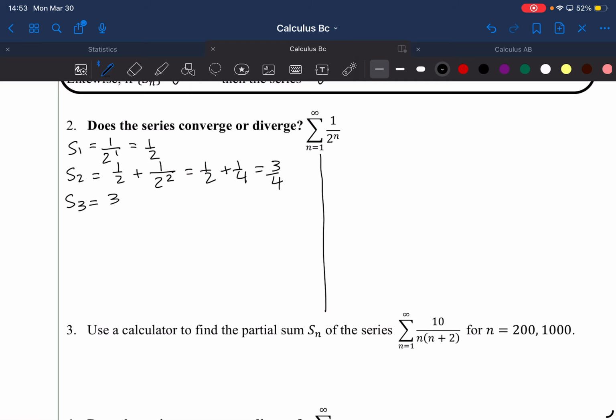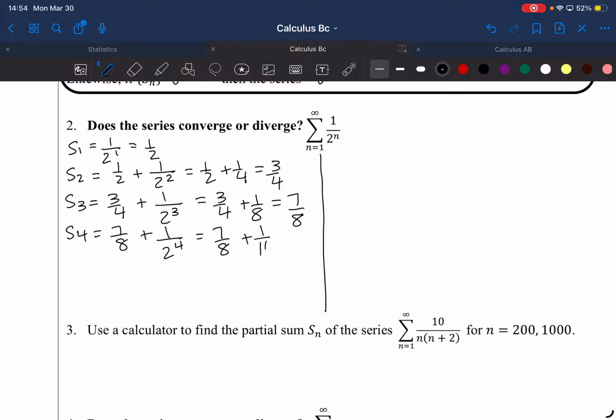For the third one, we're going to start with 3/4, and then we're going to add 1 over 2 to the third power. So now we're substituting 3 for n. And this gives us 3/4 plus 1/8, which is 7/8. And then just doing this one more time, starting with 7/8 and adding 1 over 2 to the 4th power, we get that this is 7/8 plus 1/16, which is 15/16.